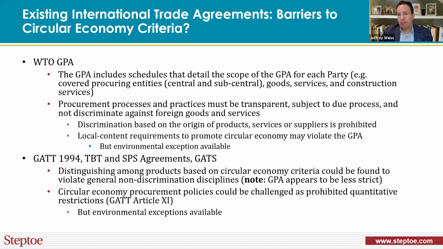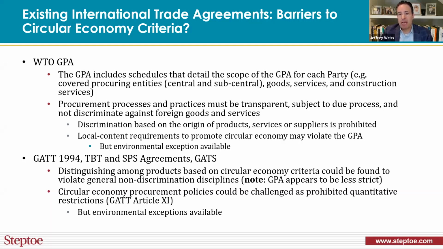But one of the more interesting things is that the government procurement agreement appears to be less strict because it basically says that you can't discriminate based on origin, period. So it appears to allow more space for origin neutral requirements that might treat the same product differently based on the process.